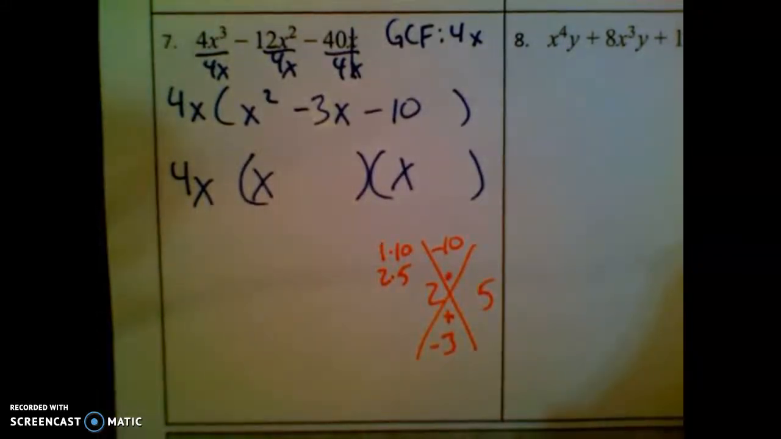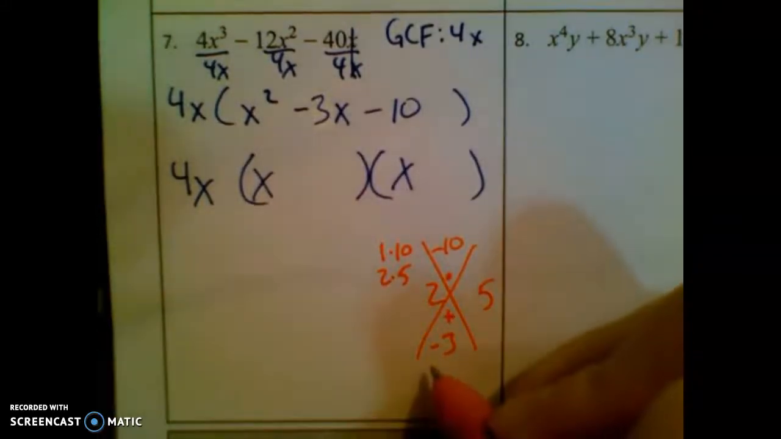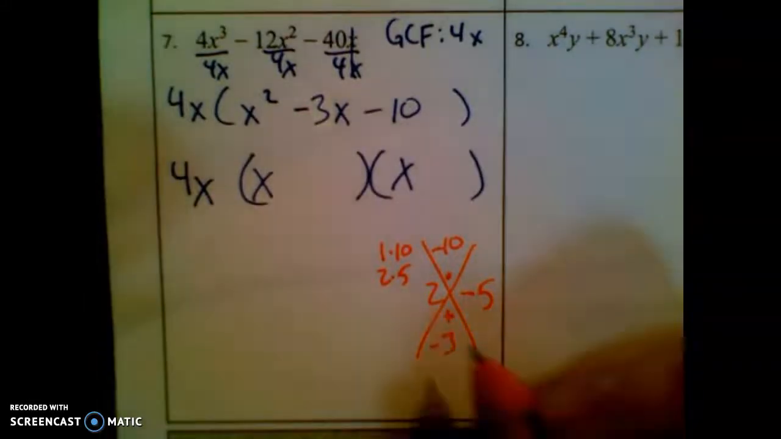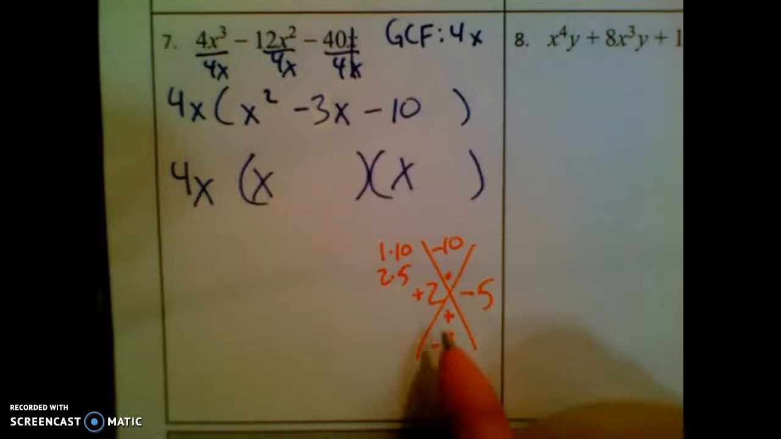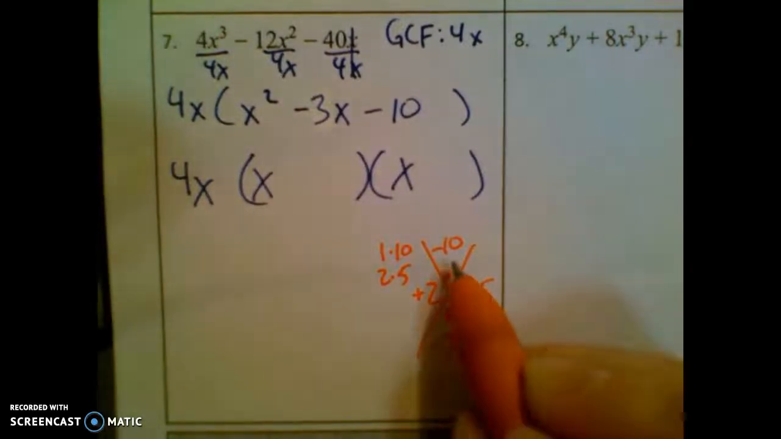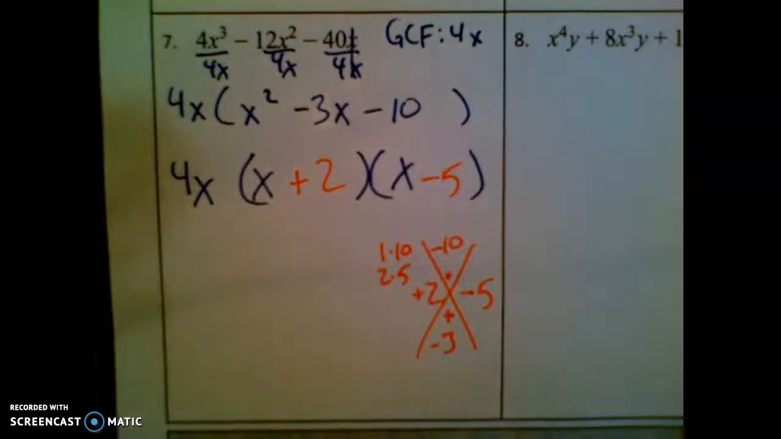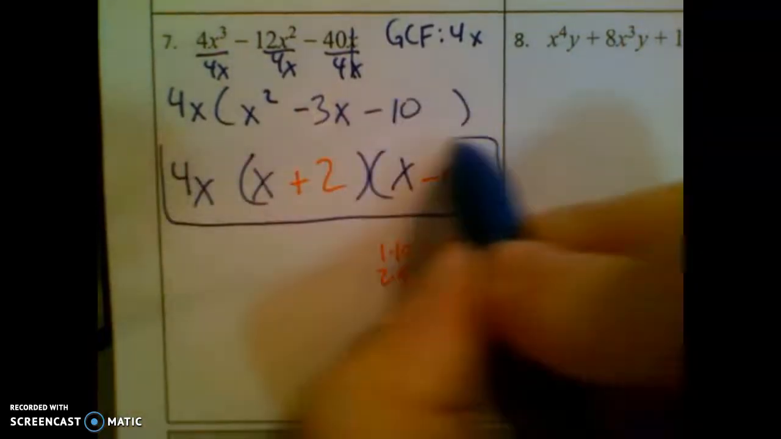But what kind of 2, what kind of 5? Well, I want a negative 3, so the sign of the bigger has to be the sign I keep, so a negative 5 and a positive 2. Double check. Is positive 2 times negative 5 negative 10? Yes, it is. So there's plus 2 and there's minus 5. Okay, and that is your final answer.